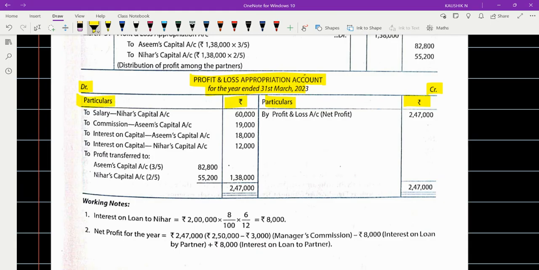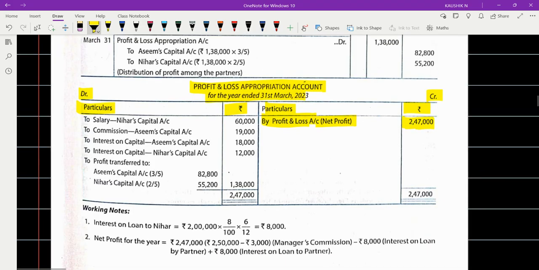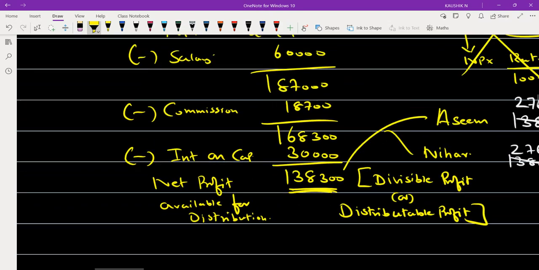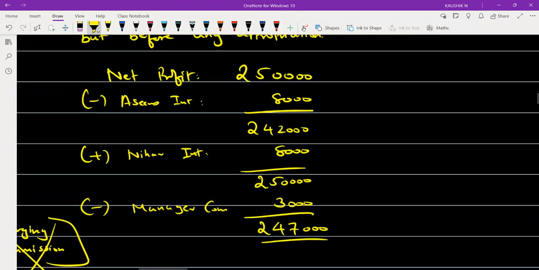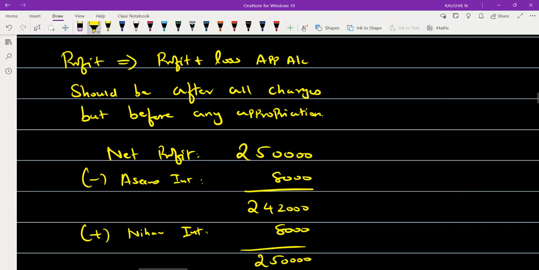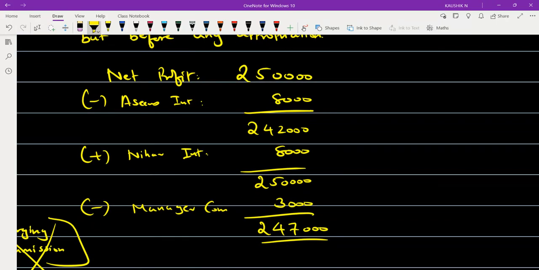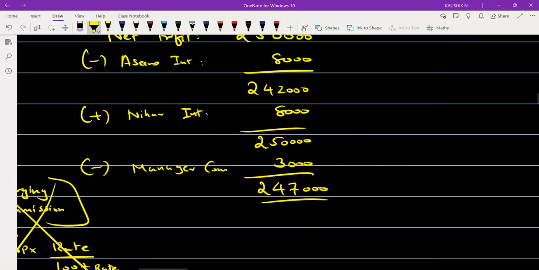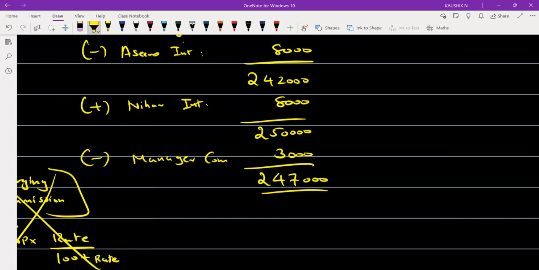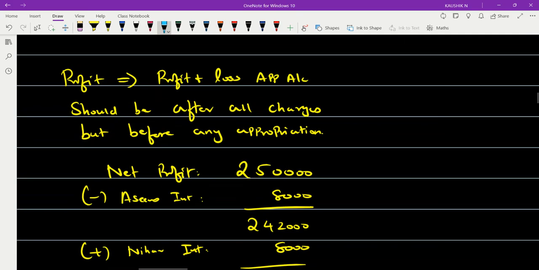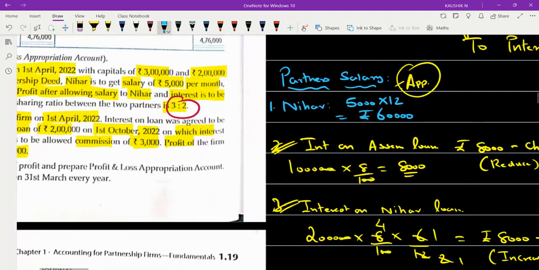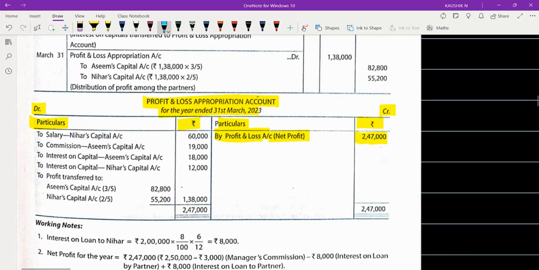So you calculated the amount of net profit. So it was by profit and loss account, net profit. What was the answer? 2,47,000. How did you get this value? You have done it over here. This is a calculation. Able to understand? From 2,58,000 you subtracted 8,000, you added 3,000, you subtracted, so 2,47,000. This is the value which you are taking to your P&L appropriation account. Able to understand? That is the amount you got from the calculations.